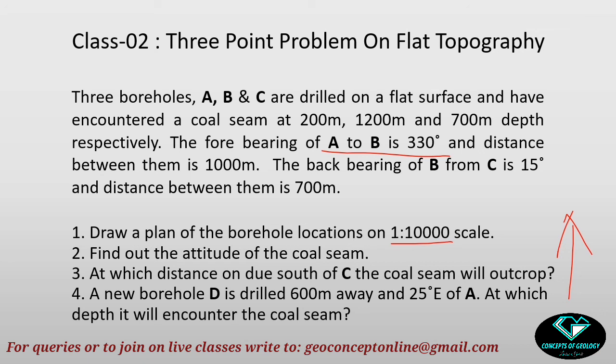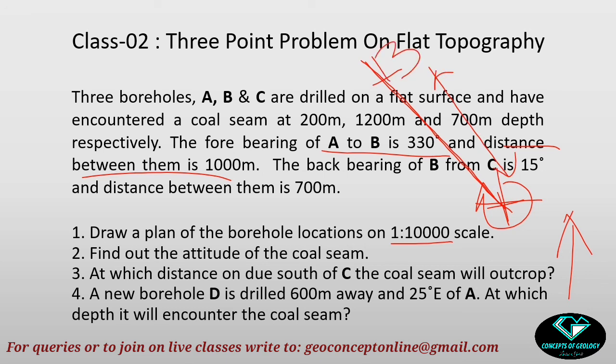Then place the point A anywhere on your paper. Take 330 degree forebearing. That means this angle will be 330 degree. Draw a line along 330 degree. Now see the distance between A and B is 1000 meter. So according to my map scale, the distance will be 10 centimeter. So suppose this is 10 centimeter. So my position of B is here.